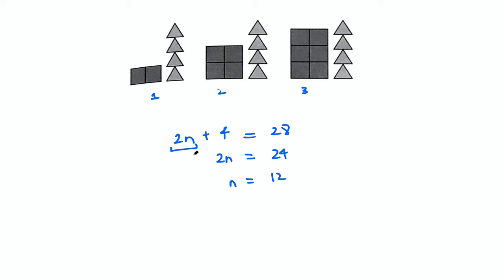In order to check our work, on the left-hand side we have 2n plus 4, but instead of n, we're going to put 12 this time. So here we have 24 plus 4, which is 28, which is equal to the right-hand side. So n is equal to 12 is correct.